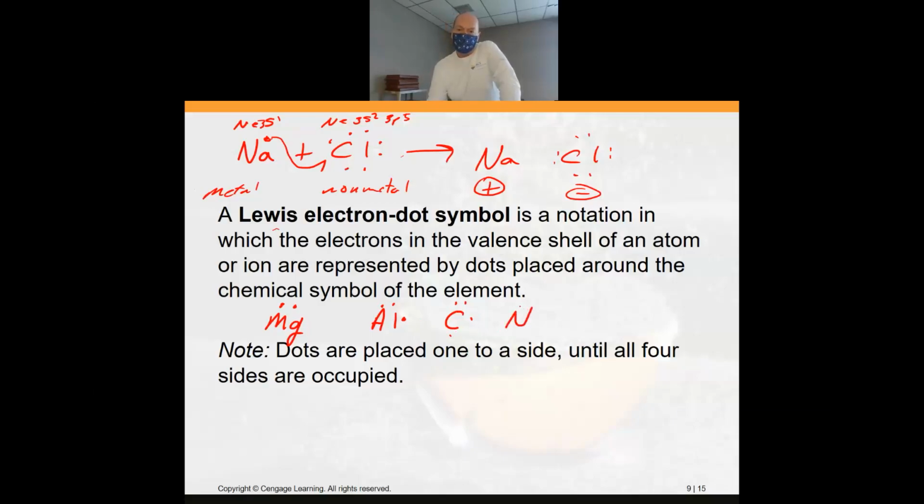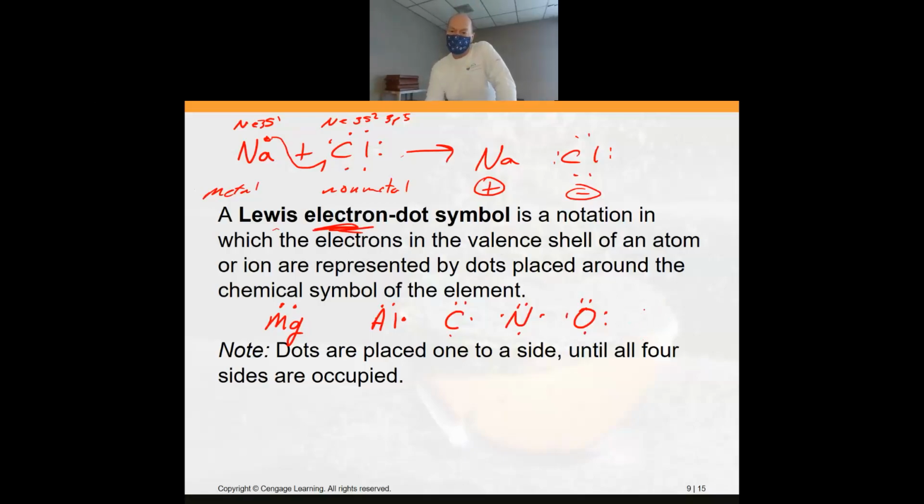Then you have nitrogen. That's going to have 5 dots. Again, I don't care where you put the 5 dots, but nitrogen will have 5 dots. And everything in the nitrogen column will have 5 dots. Oxygen is going to have 6 dots. Again, I don't care how you put the 6 dots around the oxygen, but it will have 6 dots. These dots are electrons. They're the valence electrons.